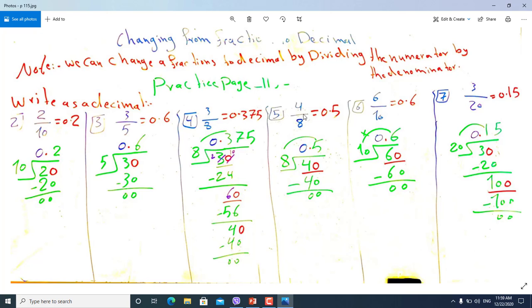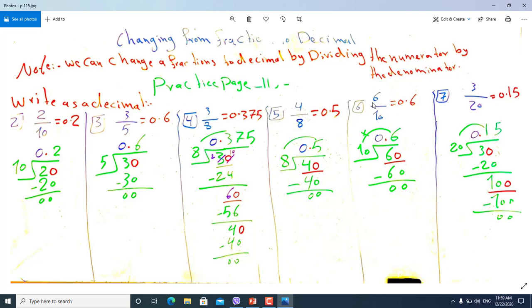From number 5 we have 4 over 8. We'll divide 4 by 8. 4 divided by 8 is 0. After that we put a point up there and 0 there. It will be 40. 40 divided by 8 is 5. 5 times 8 is 40. We get 0. So 4 over 8 is 0.5.